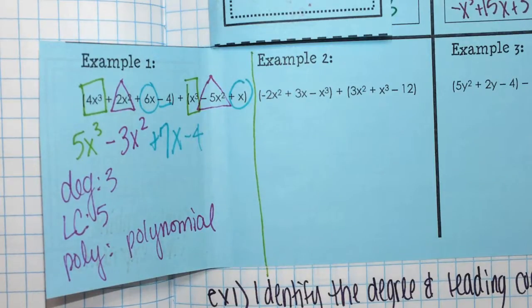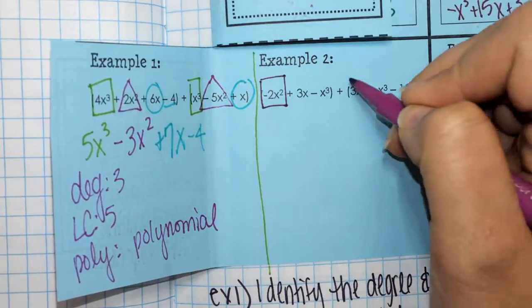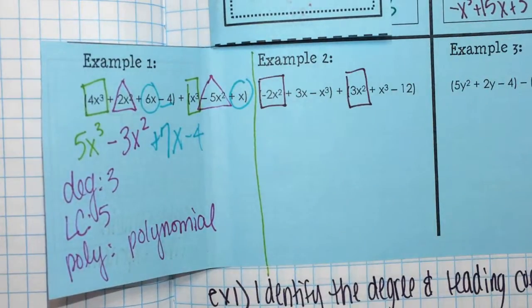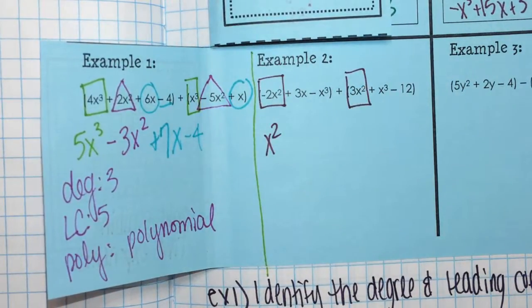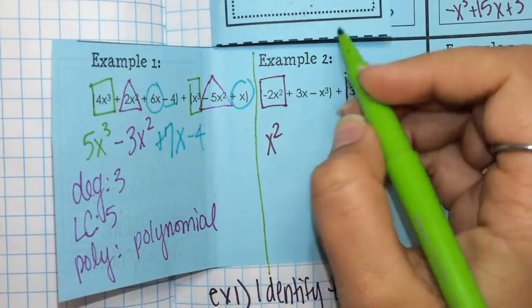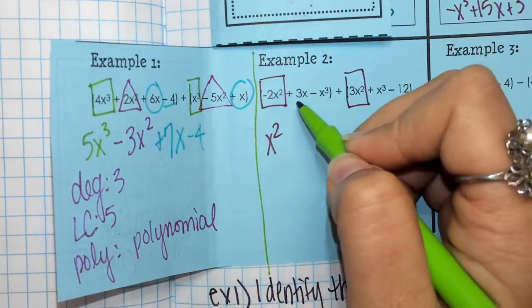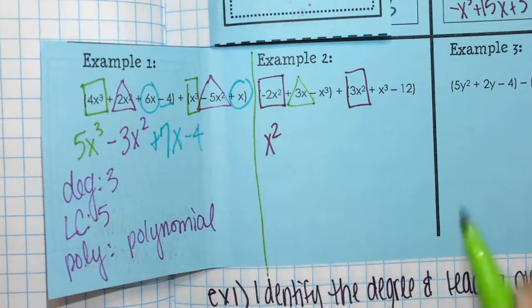Alright, so for example 2. What did you combine with negative 2x squared? 3x squared. And what's negative 2 plus 3? So x squared. Did we forget to put something out front? One. Let's look at this. Does this have anything to combine with? No. So what do we do?